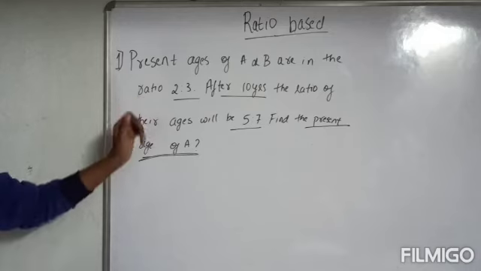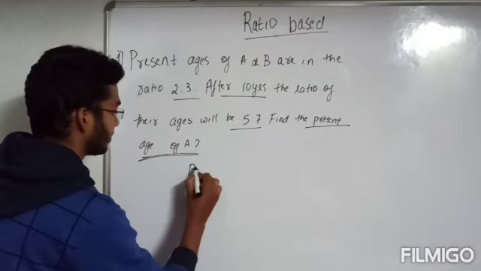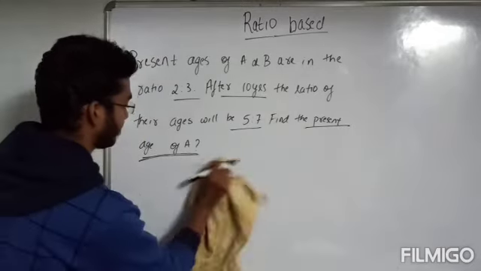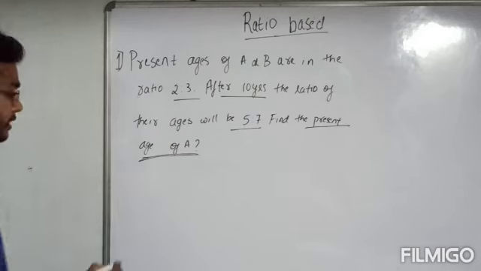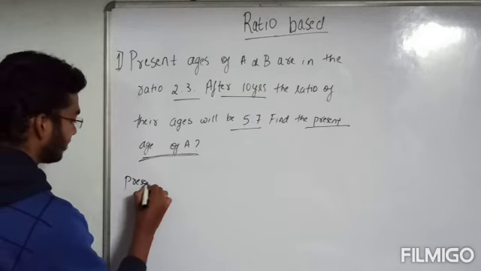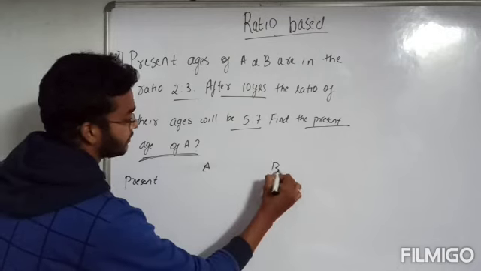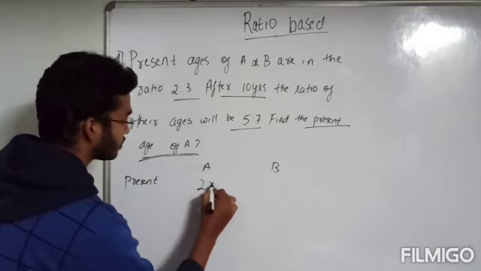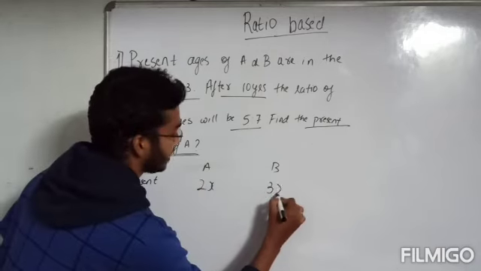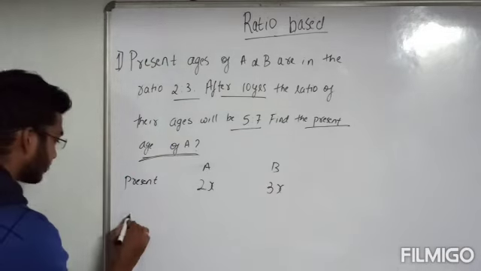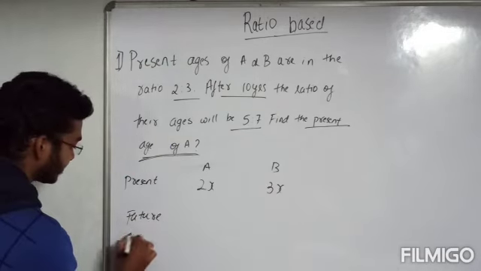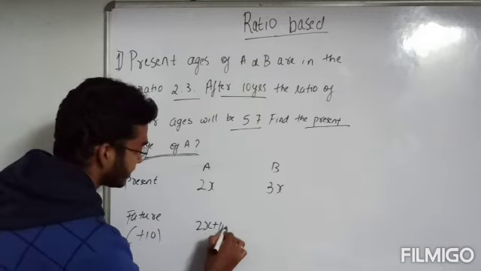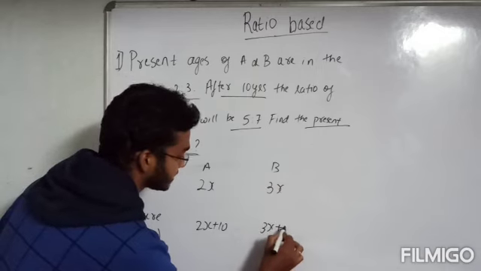So let us write the ratios given. The present ratio of A and B is 2:3. So I will write A as 2x and B as 3x. After 10 years means future, which means addition. So this becomes 2x plus 10 and this becomes 3x plus 10.